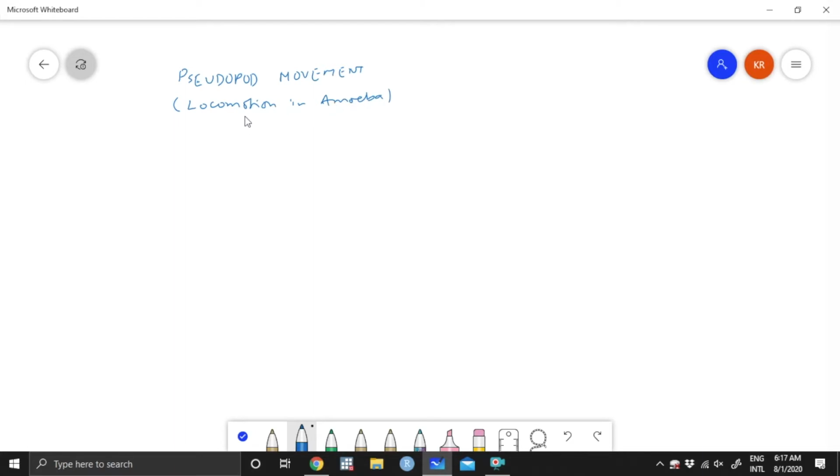Although we are writing this as locomotion in amoeba, any cell which has got this kind of movement on a surface spreading also has a similar type of pseudopod movement. For example, even macrophages, whenever they try to move out of their region, spread out and attack other cells, this is the way in which they move. So we call this as pseudopod movement.